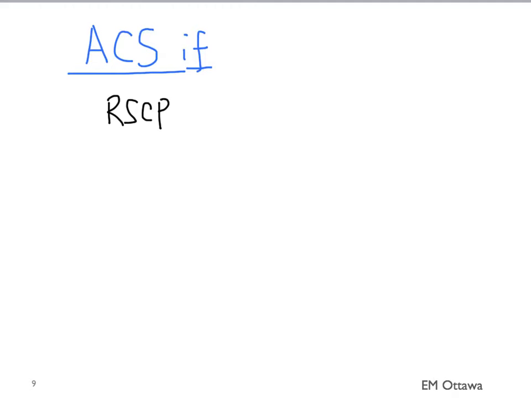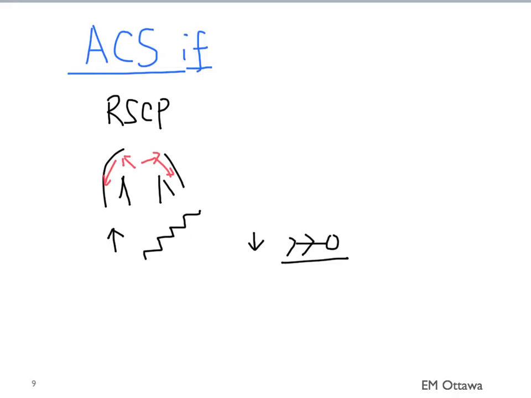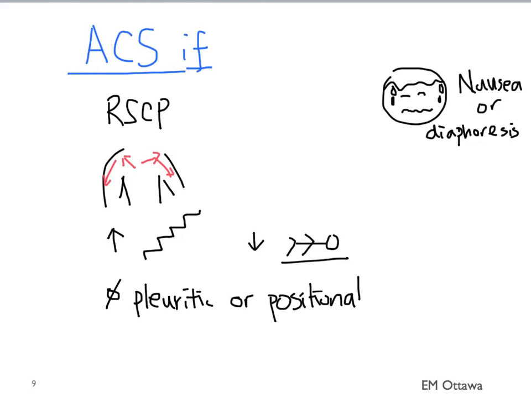A history that's worrisome for ACS will include retrosternal chest pressure, radiation to both arms or shoulders, exertional pain that's better with rest, pain that is not pleuritic or positional, association with nausea or diaphoresis, and particularly if the patient has had previous MI or ACS before and the patient tells you this pain is exactly the same, that increases the possibility of this being an acute coronary syndrome.